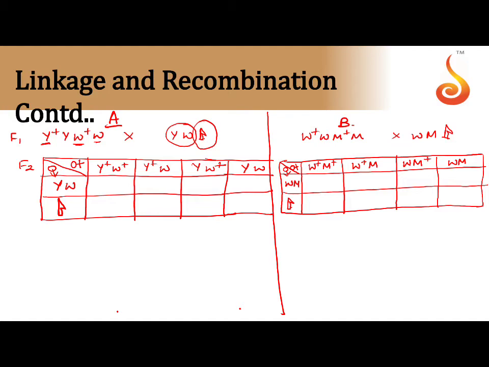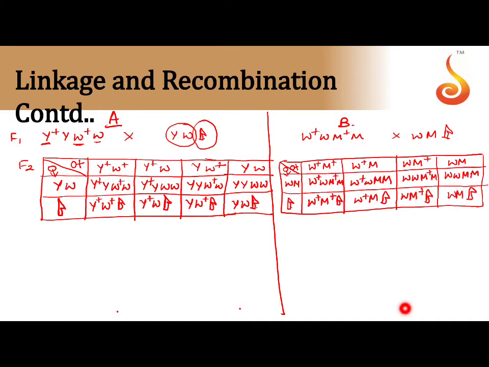So, let us do the crossing. Y plus Y, W plus W, Y plus Y, W, W, Y, Y, W plus W, Y, Y and W, W. Similarly, we will fill in the others also. So, now that we have filled, you could see that all the females are in this row and all the males are in this row in both cross A and cross B.